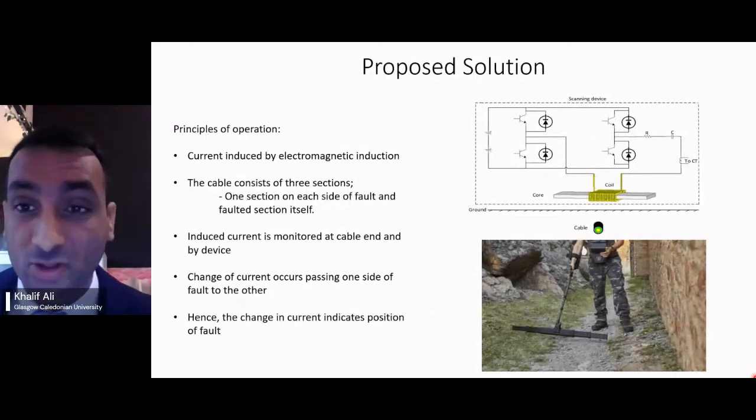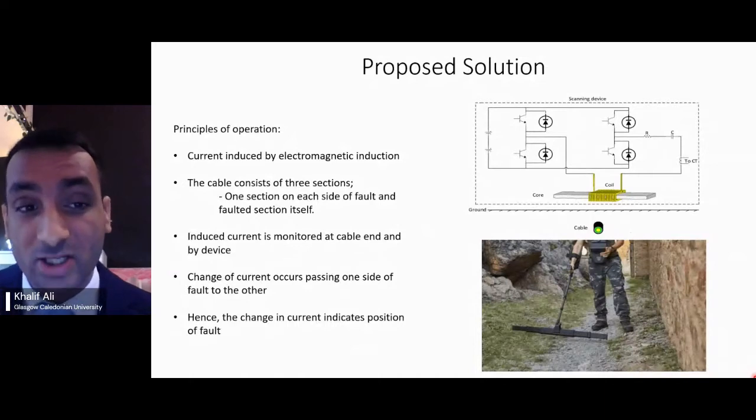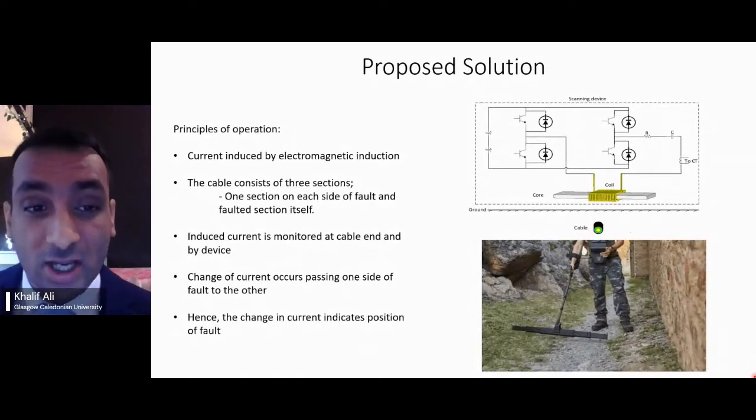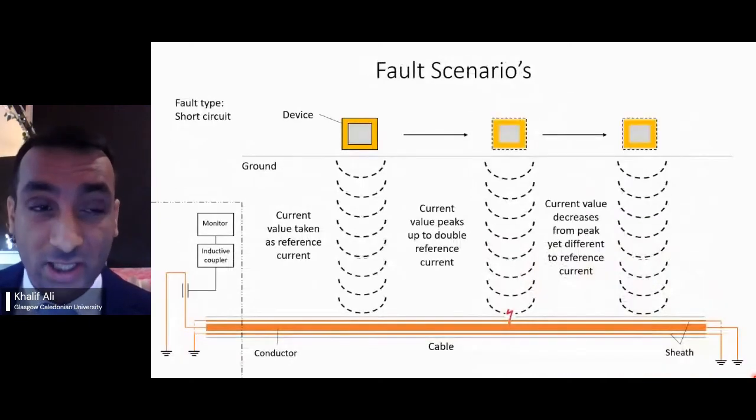of the fault and the faulted section itself, the induced current can be monitored at any cable end and by the device itself. And as the device moves from one section to the other section, there'll be a change of current profile, which is monitored from the device or the cable, and hence the change in current will indicate the position of the fault. I will elaborate this further with a fault scenario.